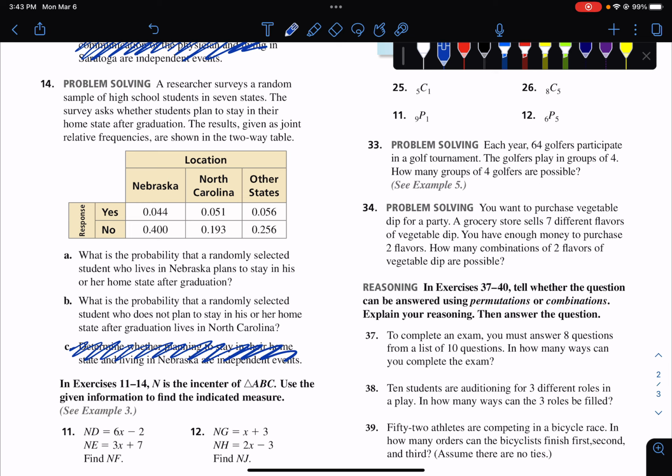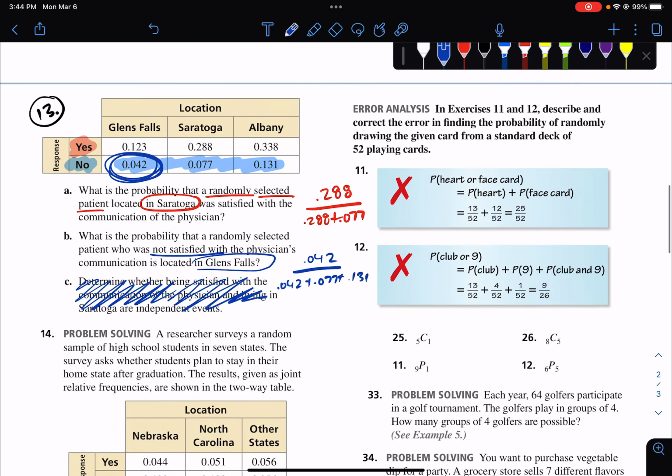All right. So remember, you're not choosing out of everybody in A. You're only choosing out of Nebraska people. And then you want that on the bottom. And then on the top, you want people who are going to stay home from Nebraska. Okay. And same thing with B. All right.